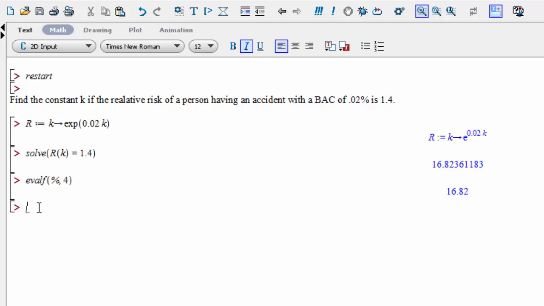So let's go ahead and define that function now. We're going to now define R colon equals x, and x is going to stand for blood alcohol content, and that's going to go to e to the 16.82x. Notice that this definition now overrides the previous definition of R. So we can no longer use the definition of R that we defined up here with k, because the x definition has now overridden it.